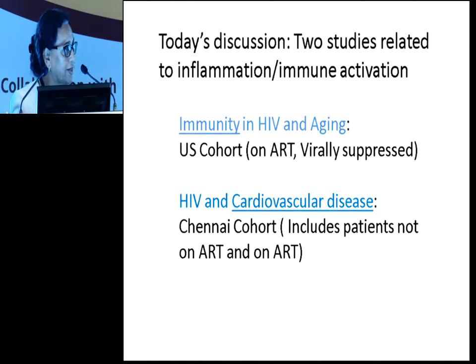So in today's discussion, we're going to talk about two studies related to inflammation and immune activation. One is immunity in HIV and aging, and this is in a US cohort on ART that was virally suppressed. And second is HIV and cardiovascular disease in the Chennai cohort, including patients not on ART as well as patients on ART.